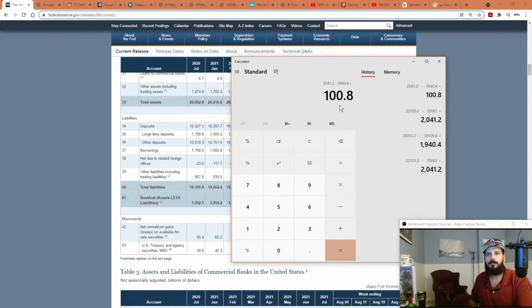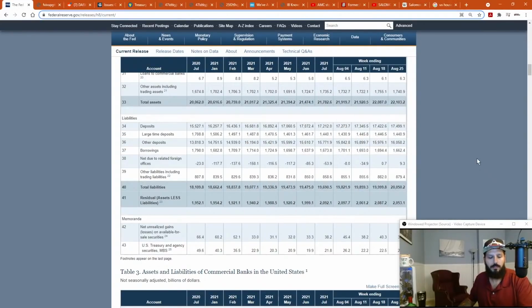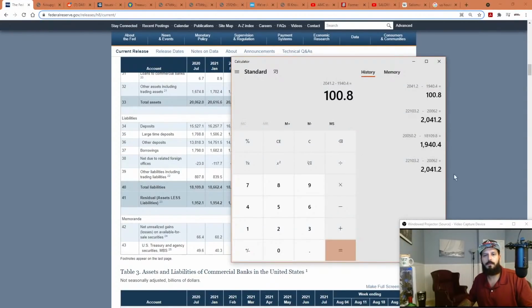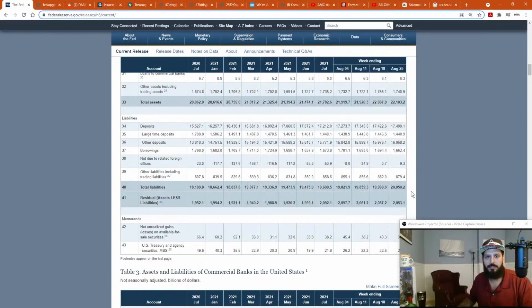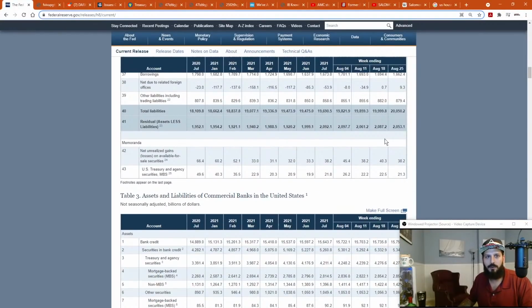So in order to make $100 billion, these banks had to over leverage so hard that they increased their liabilities and their assets by $2 trillion per year, just to make $100 billion. That's how low their returns are at the moment, and that's just on this one table out of 11.